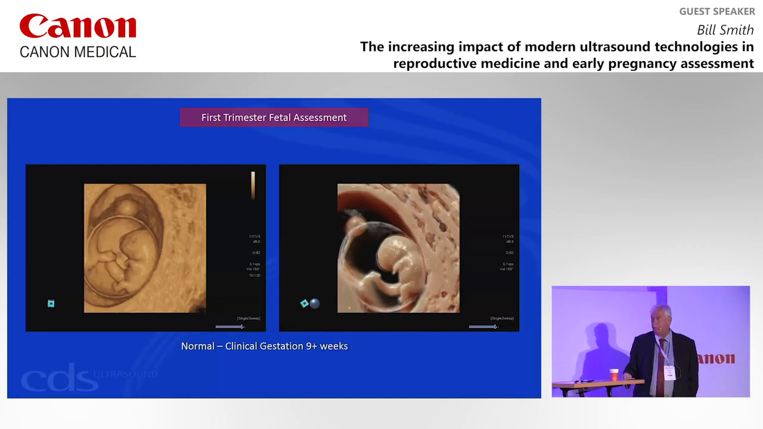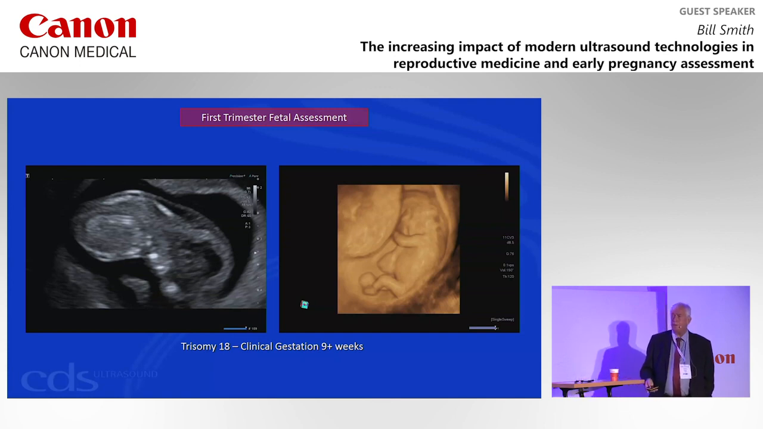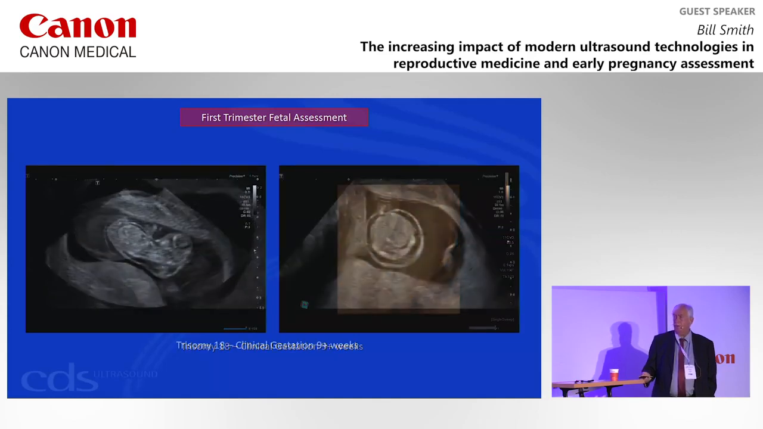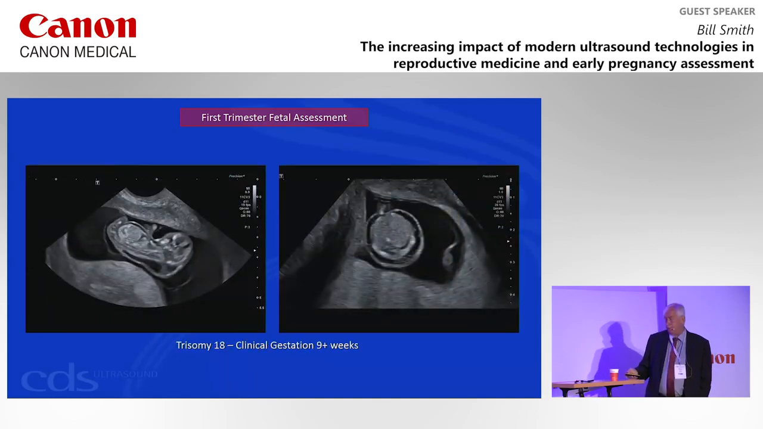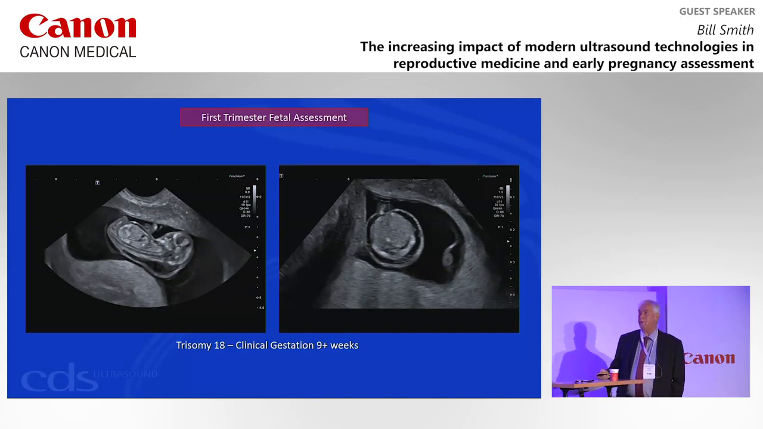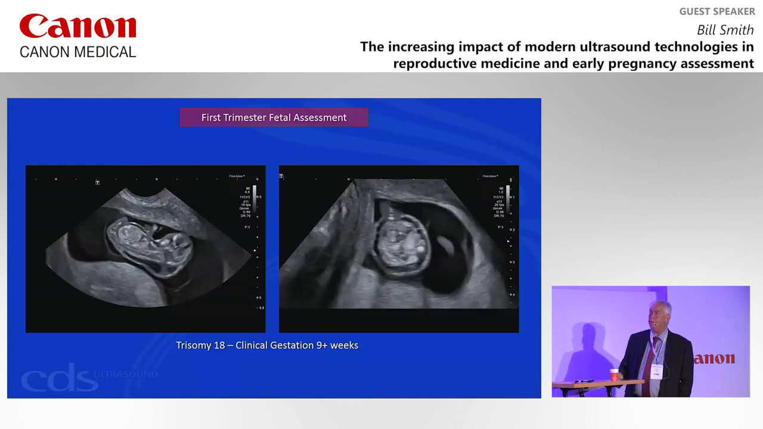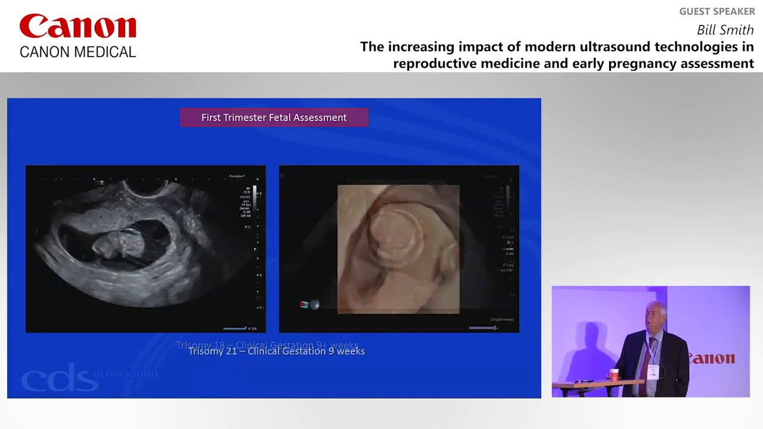That's a normal pregnancy. We look at this pregnancy, again 9+ weeks, and there's an exomphalus there. There's edema at the back of the neck and a trisomy 18. And we look at this pregnancy, 9+ weeks, and you can see there's abnormal heart appearances there and transverse.